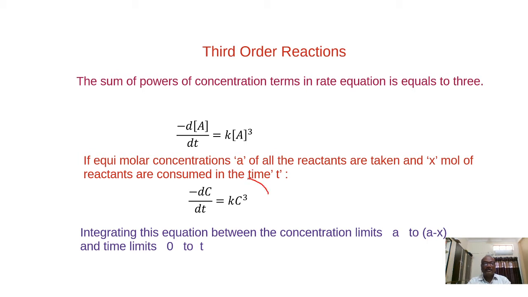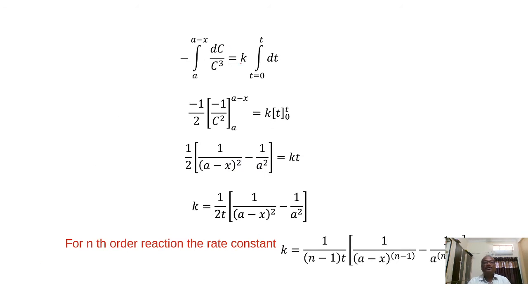In a similar way, as we did in the previous case, bring all the concentration terms towards the left side and time towards the right side. So rearranging this equation, we get minus dC by C cube is equal to k into dt. Now when t is equal to 0, the initial concentration of reactant is A. When time reaches t, the concentration of reactant will be A minus x. That means the concentration limits are A to A minus x and the time limits are 0 to t.